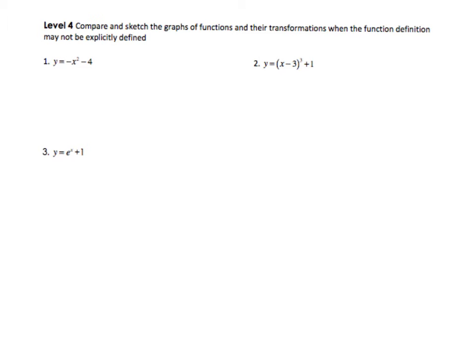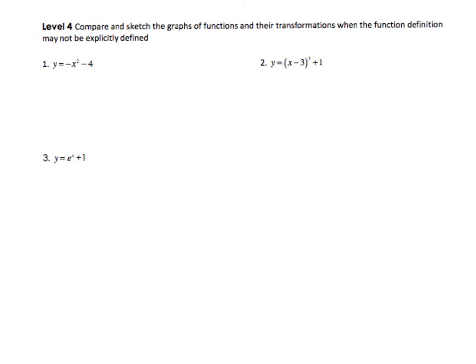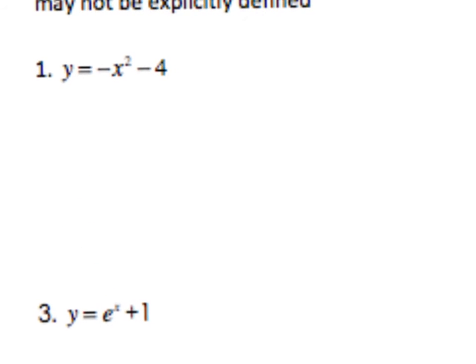Okay, level 4 in objective 12 is defining the domain and range given a graph. But instead, you don't have a graph, you just have an equation. So what I'm going to show you is sketching the graph, and then we'll determine the domain and range. If you can do level 3 and level 2, this should be no problem to sketch the graph, and then it's just a matter of determining the domain and range.